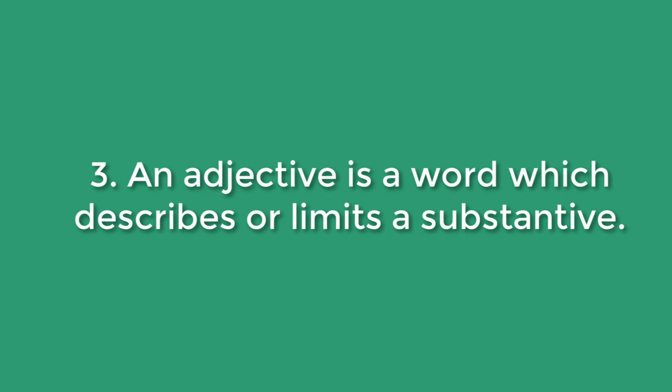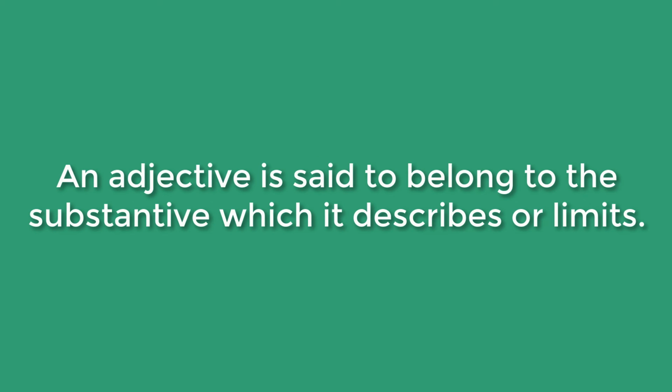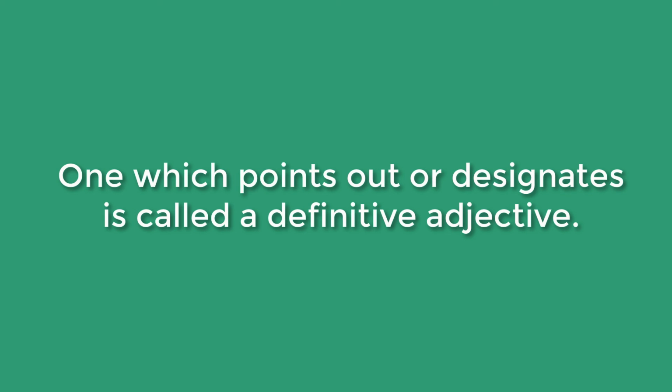An adjective is a word which describes or limits a substantive. This is usually done by indicating some quality. An adjective is said to belong to the substantive which it describes or limits. An adjective which describes is called a descriptive adjective. One which points out or designates is called a definitive adjective.